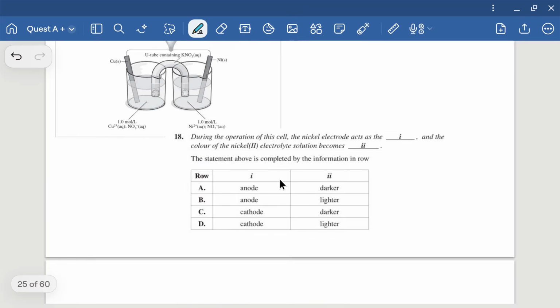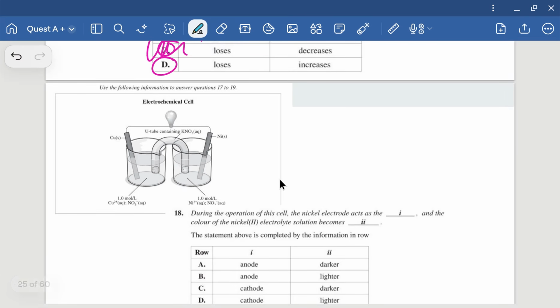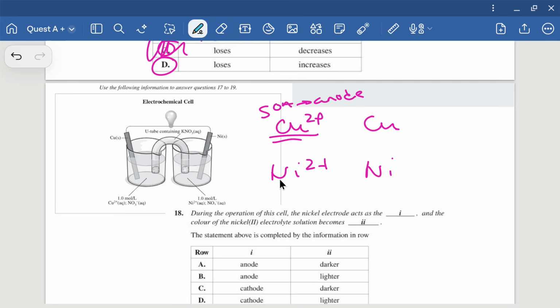The next one, during the operation, the nickel electrode acts as the blank, and the color of the nickel electrode solution becomes blank. So if you're looking at your nickel electrode and we take a look at your data booklet and what's reacting, you'd have copper 2 positive with copper solid, and then nickel 2 positive is below it with nickel solid. So your copper 2 positive, because it's higher than nickel solid, is your strongest oxidizing agent, which happens at your anode, and then nickel is going to be at your cathode.